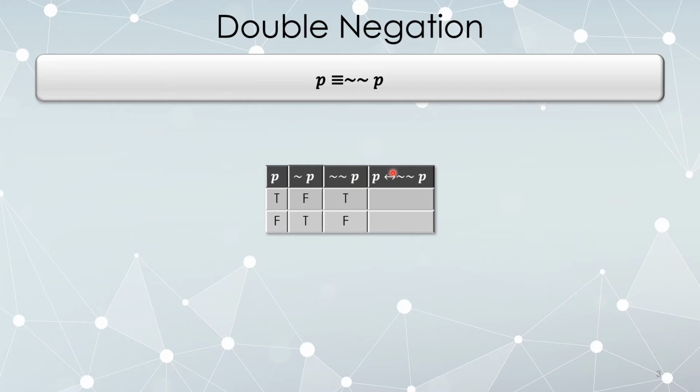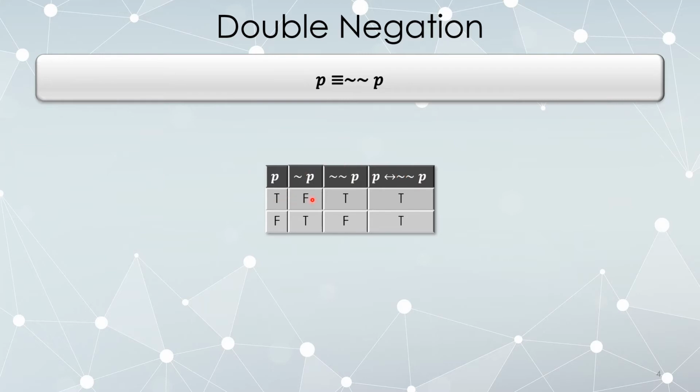Before I can build this biconditional arrow, I need not not P, but before I can construct not not P, I need not P. Now the negations are pretty easy to work out. Where P is true, not P is false, but if not P is false, not not P is true. Where P is false, not P is true. If not P is true, not that is false. And now I can ask, are these two columns the same?